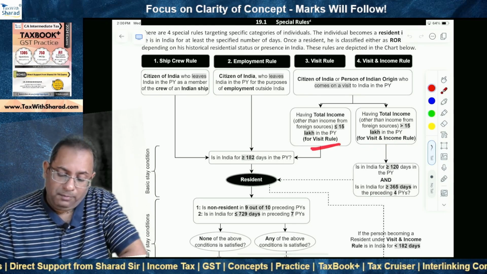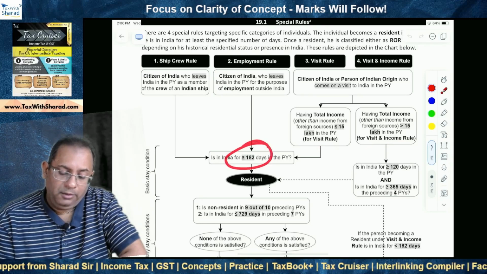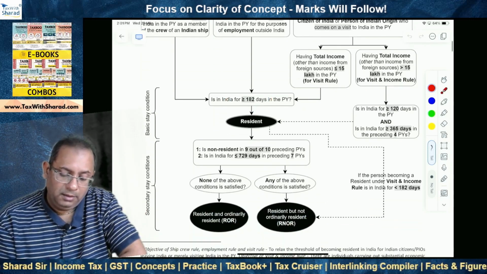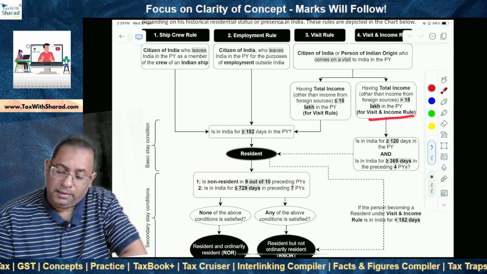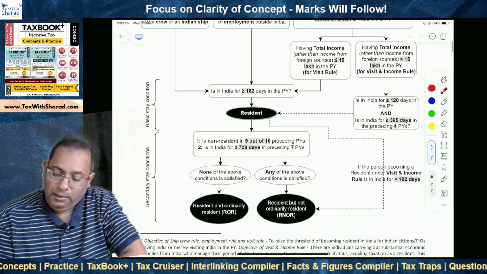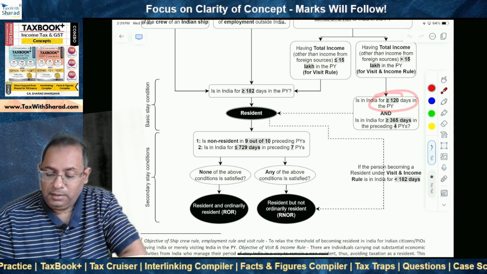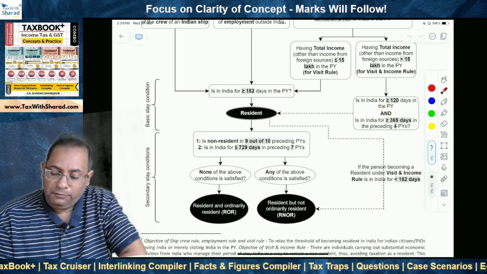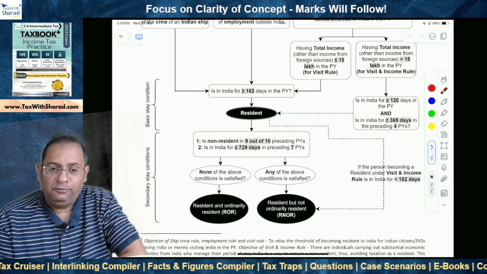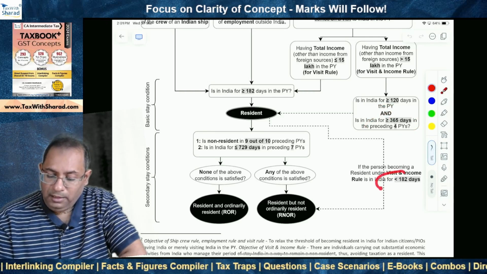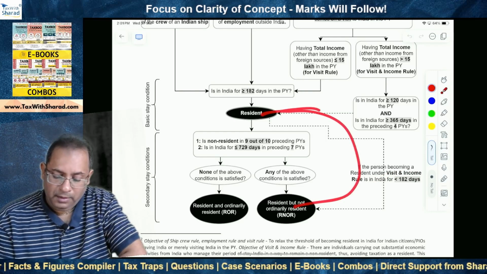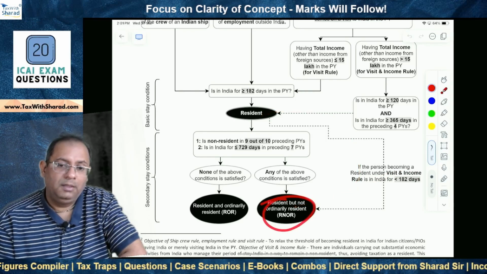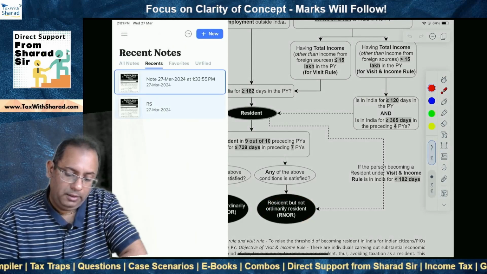Okay. If visit rule applies, then to become a resident, he should be 182 days or more in the previous year, and then we check the secondary stay conditions. If it is the case of visit and income rule, then he should be in India for 120 days or more in the previous year and in India for 365 days or more in the preceding 4 previous years and should be less than 182 days in the previous year, and then he becomes a resident, but then he doesn't become a ROR, he only becomes a RNOR. Okay, this is what we have already discussed.